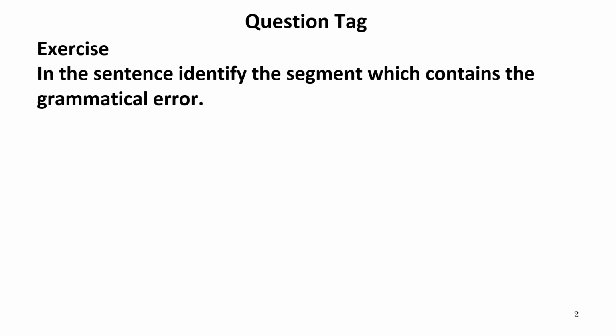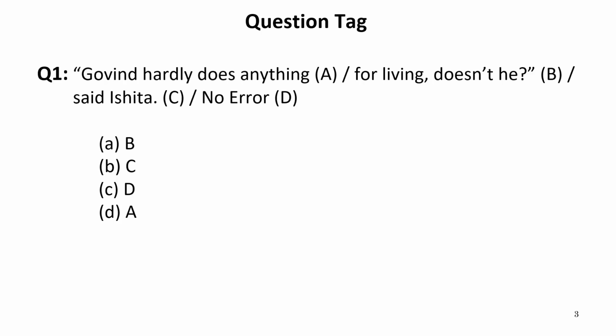So let's begin. The first sentence is, Govind hardly does anything for living, doesn't he? Said Ishita. So this is a statement which has been said by Ishita. Now, Govind hardly does anything. Now we know well that we have a particular concept of question tag, that is, we have a statement and then we have question tag.